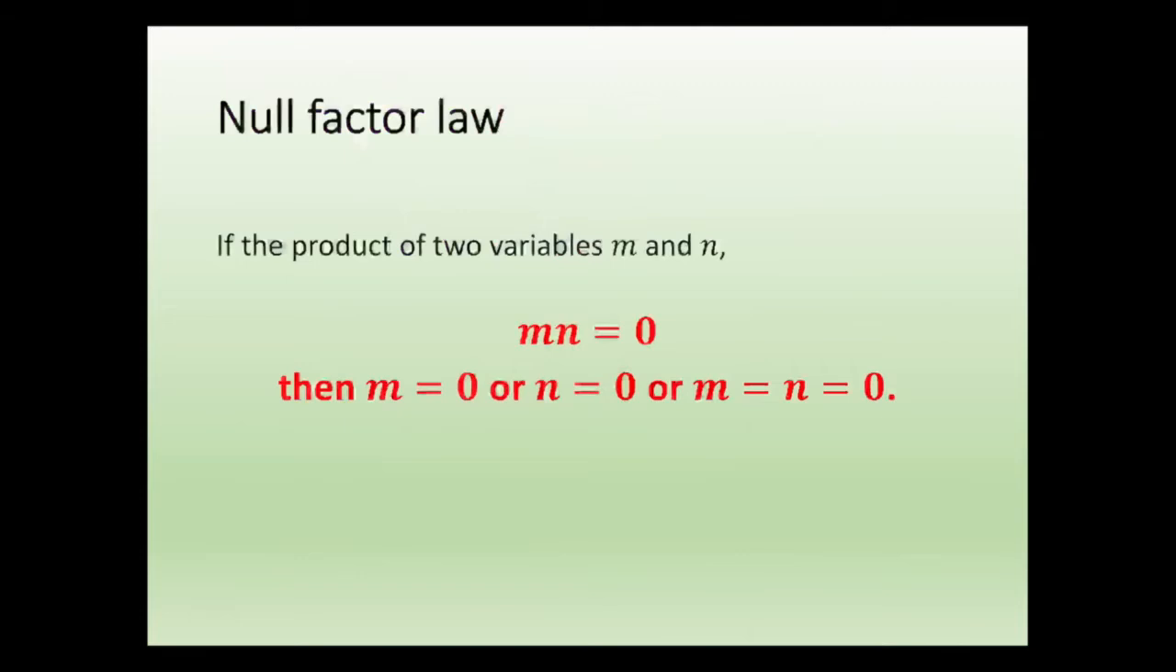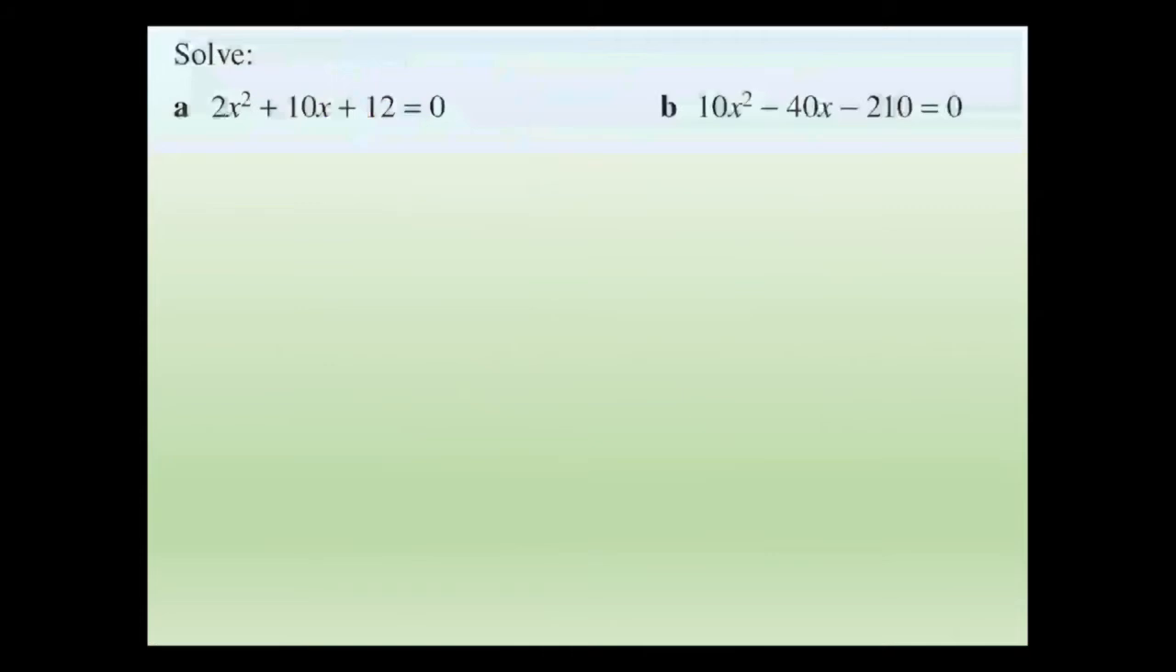Now, I'm just recalling the null factor law. If m multiplied by n equals 0, then m equals 0 or n equals 0. So yesterday we used the null factor law to solve monic quadratic equations. Alright, let's do some examples now.